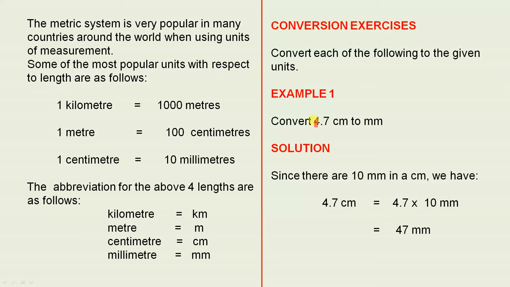So, example 1. Convert 4.7 centimetres to millimetres. Now, remembering these conversions here, that will help us greatly. Since there are 10 millimetres in a centimetre, we have 4.7 centimetres equals 4.7 times 10, and that answer will be in millimetres. So that's 47 millimetres. So 4.7 centimetres is 47 millimetres.